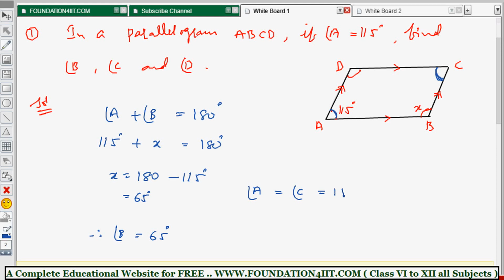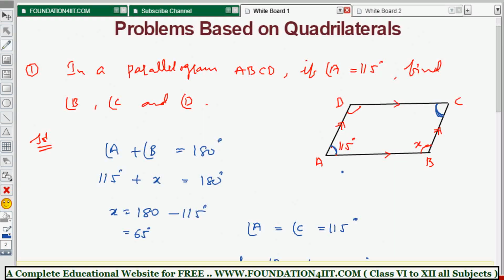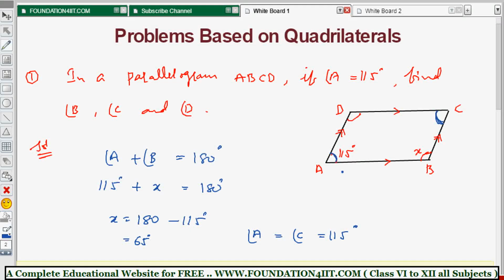Angle A is 115 degrees, so angle C is also 115. And angle B is equal to angle D. But angle B we got is 65 degrees. Therefore, angle D is also 65 degrees. So this way, we should know some properties. Then we can find out the problems easily.